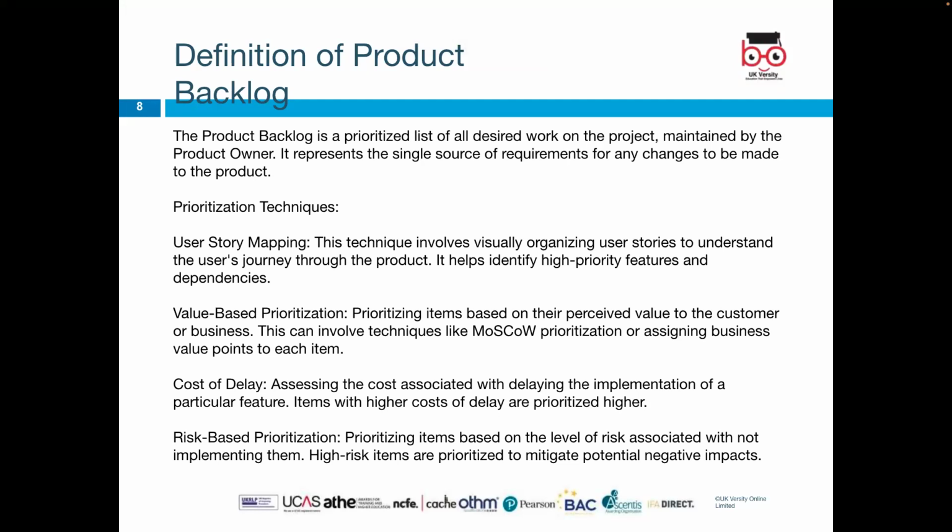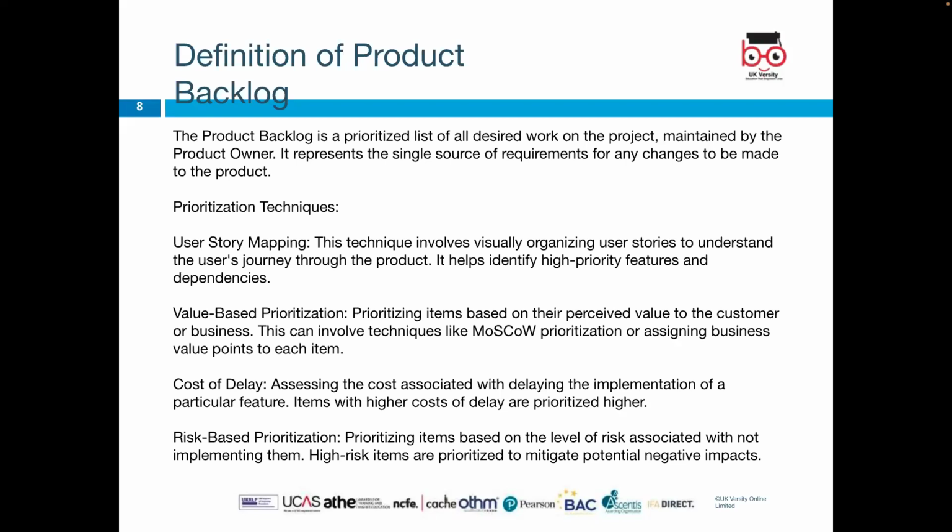So this is literally prioritizing tasks on what customers feel is more important or valuable to them. The cost of delay means assessing the cost associated with delaying the implementation of a particular feature. Items with higher cost of delay are prioritized higher. So if you want to host a website, for example, you have to look at the cost of servers. So you probably put that first if you're checking the cost of delay.